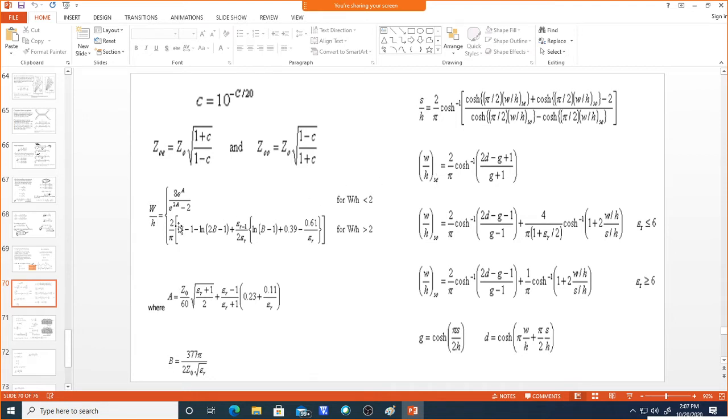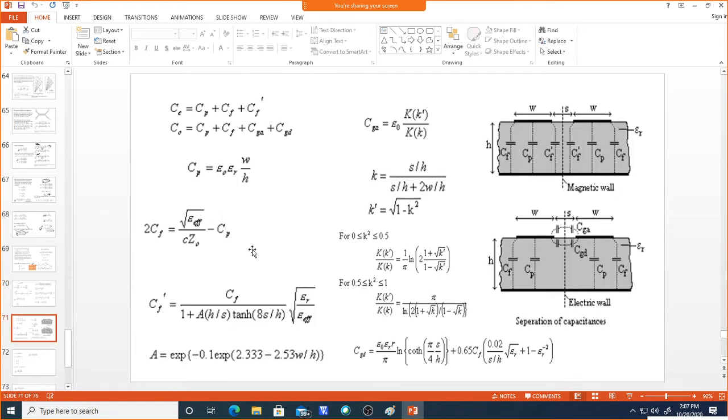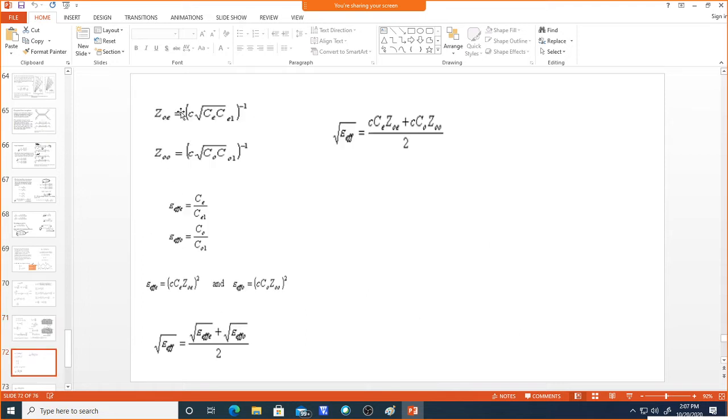This is one method, and another method is to use the equivalent circuit. For the open circuit, that is even mode analysis and odd mode analysis, there are corresponding equivalent capacitances. Using these capacitances you can find the even mode capacitance and odd mode capacitance. Using these even and odd mode capacitances, you can then find the odd mode impedance and even mode impedance.